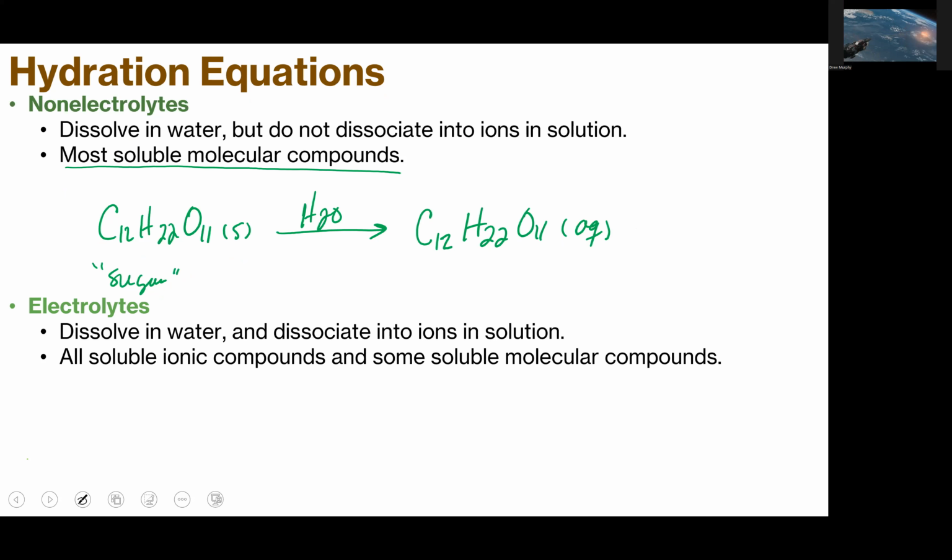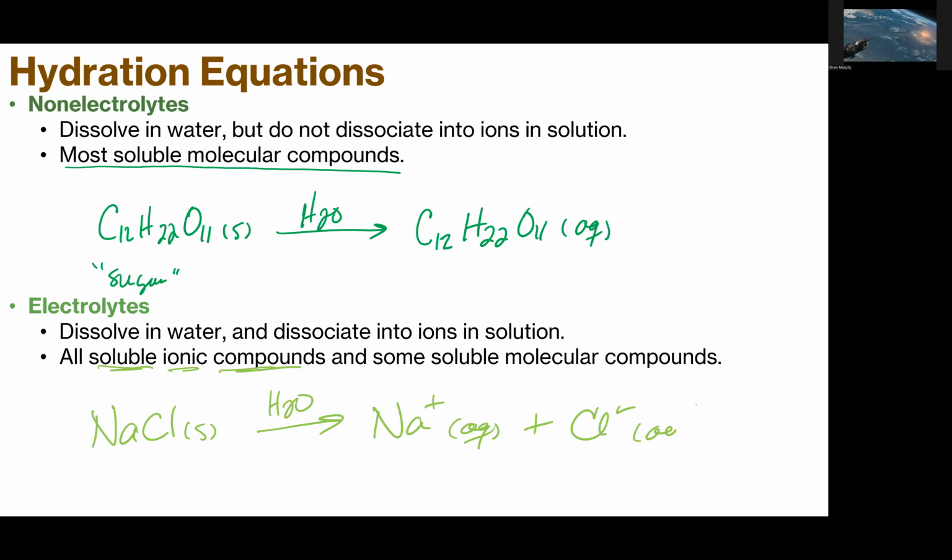Electrolytes, on the other hand, will dissociate into ions in solution. So all soluble ionic compounds are electrolytes. So we can say sodium chloride, which is a solid, will dissolve in water and dissociate into sodium ions that are aqueous and chloride ions that are aqueous. There are also some soluble molecular compounds that act as electrolytes, and we're going to look at those too as we're talking about this. So our big thing here is non-electrolytes don't make ions, electrolytes do. And this is all when they're soluble in water.